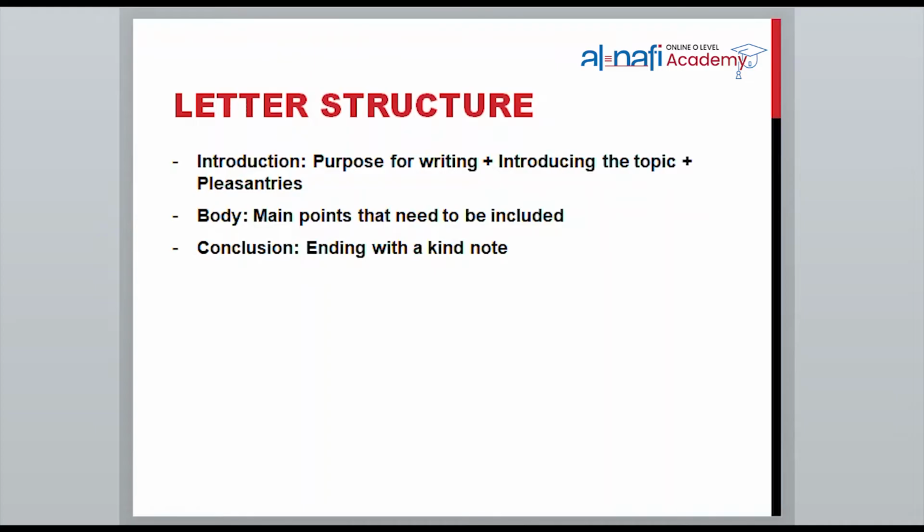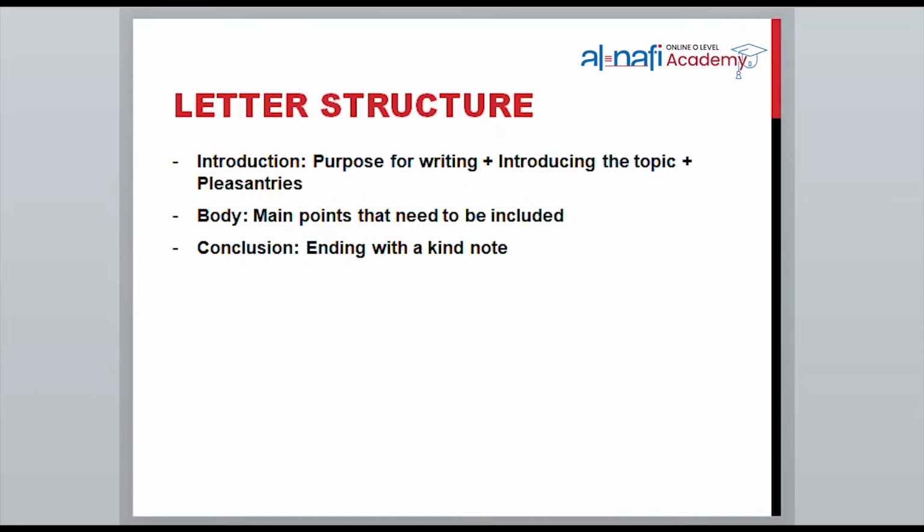The first and most important thing to understand when it comes to letter writing is the overall letter structure, and this applies to both the formal letter and the informal letter. Any letter has three main parts: an introduction, a body, and a conclusion. So what is the introduction? In the introduction, you mention the purpose for writing the letter. Why are you writing the letter? That is what you answer.